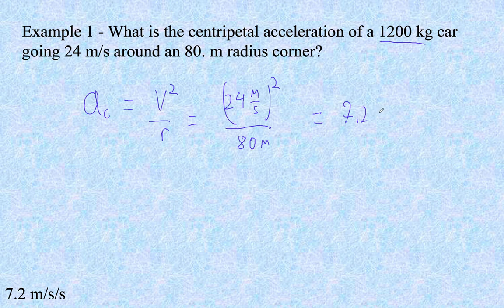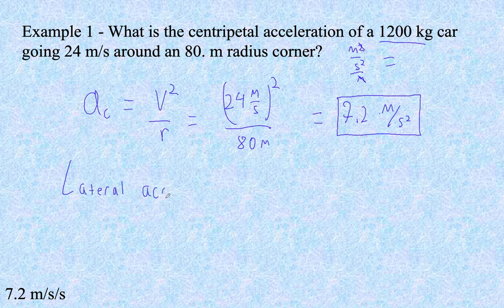7.2. And then the units: the numerator is going to be meters squared per second squared, because we squared meters per second. And then divide that by meters. Well, all that does is get rid of one of those meters. So you end up with meters per second squared. So that's concept zero. That's our centripetal acceleration. Now let's foreshadow a little bit, because I know there are car buffs out there. This is also known as lateral acceleration. Lateral just means to the side.